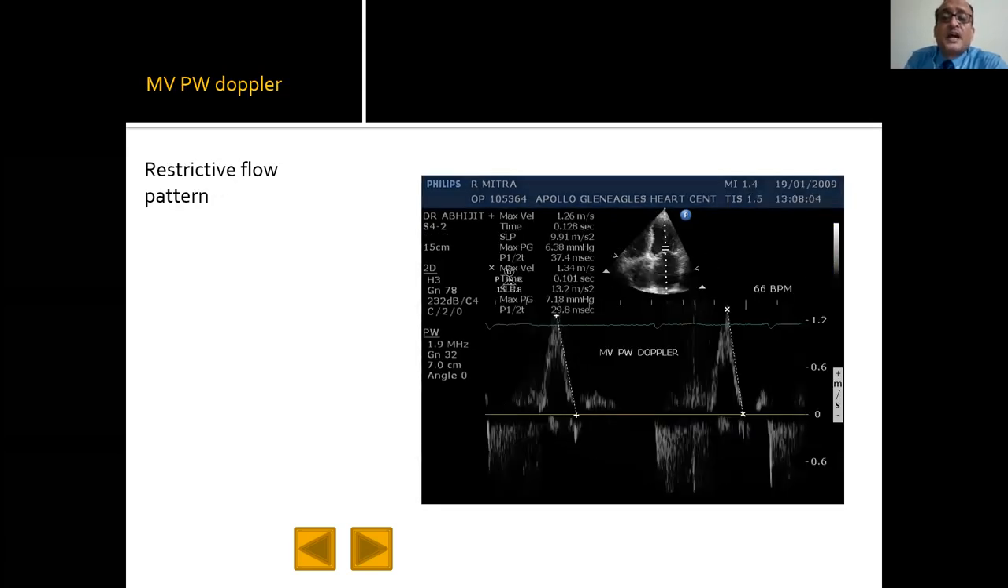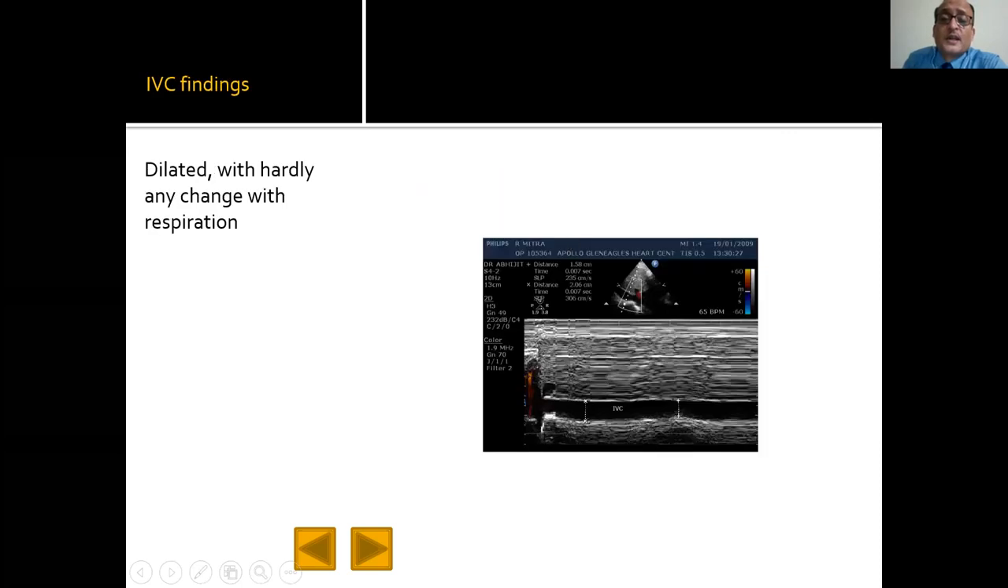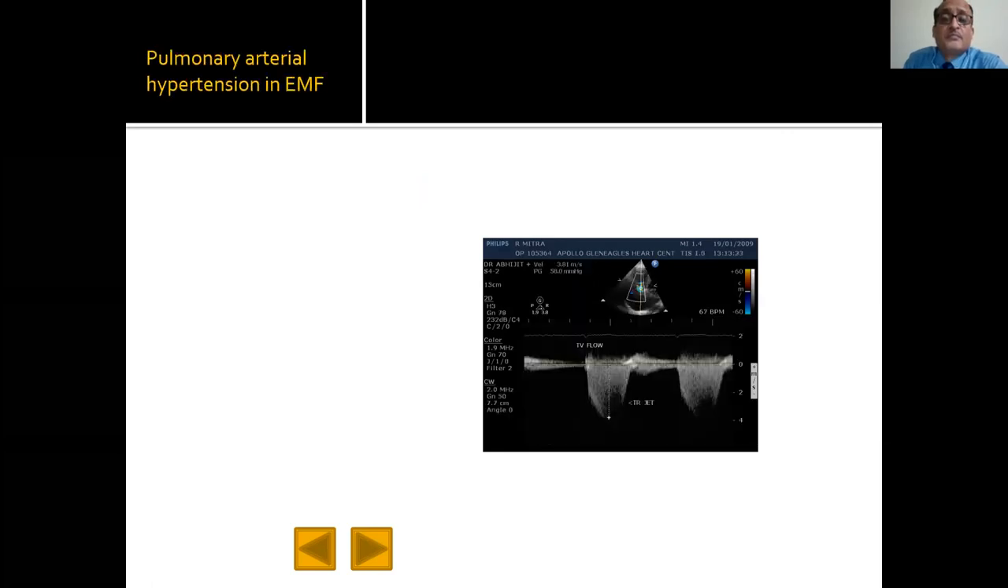The deceleration time is barely about 128 milliseconds, which shows that the prognosis is poor, and the IVC is dilated, and there is hardly any change with respiration. There is pulmonary arterial hypertension in endomyocardial fibrosis, and the tricuspid regurgitation gradient is about 58 millimeters mercury. If you add about 12, then the pulmonary artery systolic pressure is about 70, which is very high.